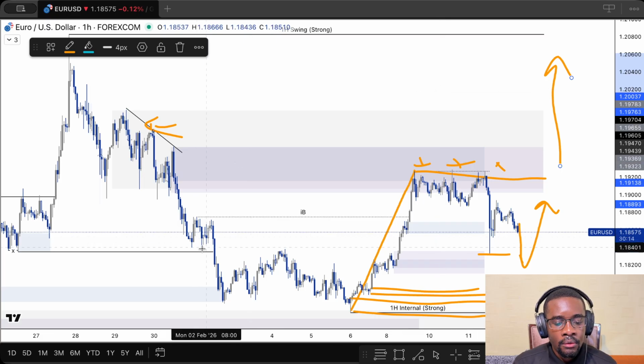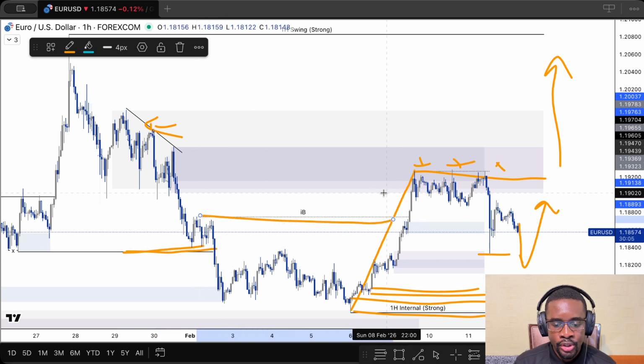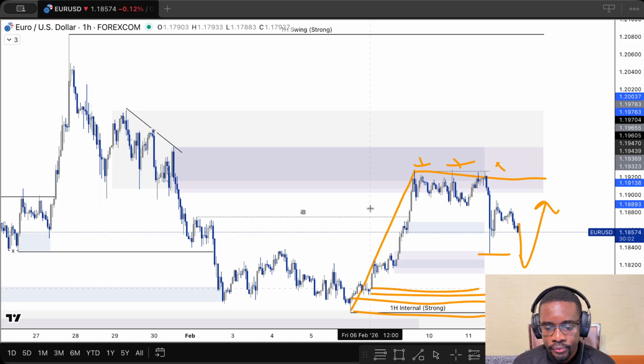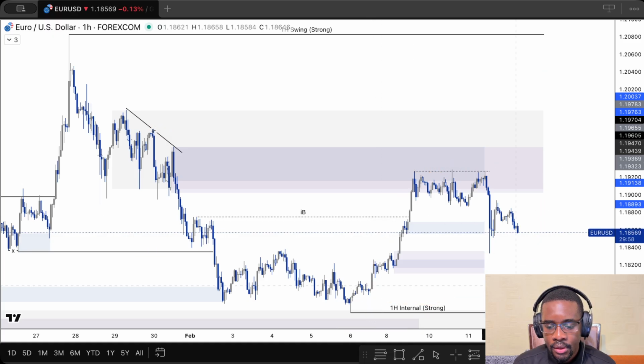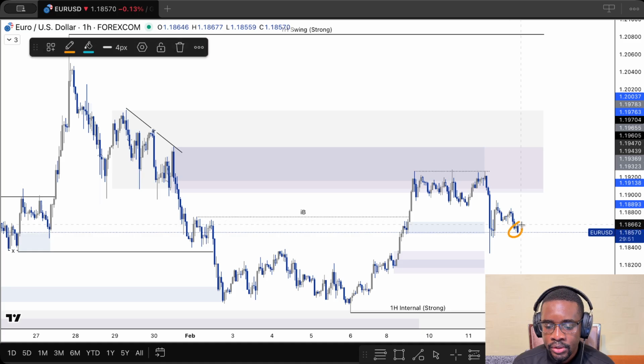On the 1 hour the swing trend is bearish, so our swing structure is bearish, but our internal is bullish. So for now I may be willing to look for shorts intraday on lower time frames, possibly to sweep this low, and then look for longs from there.